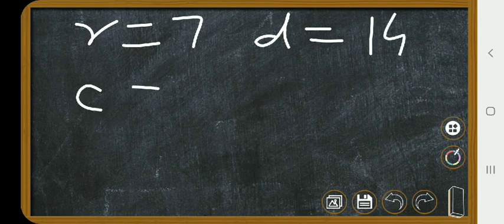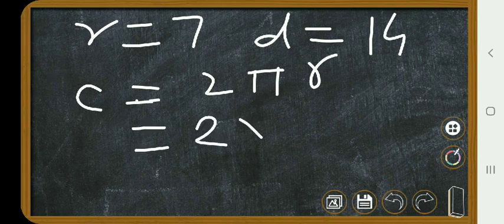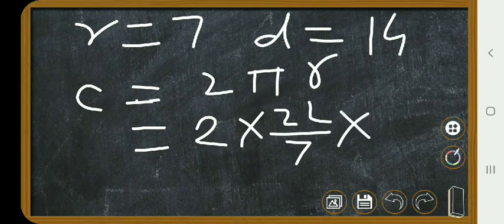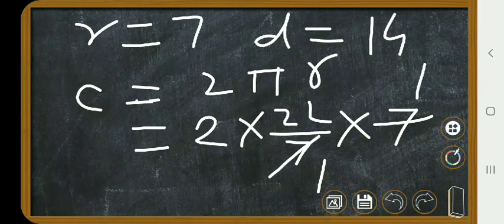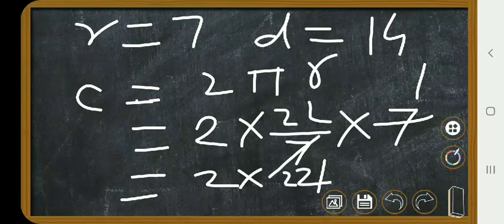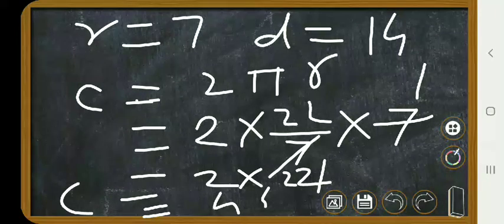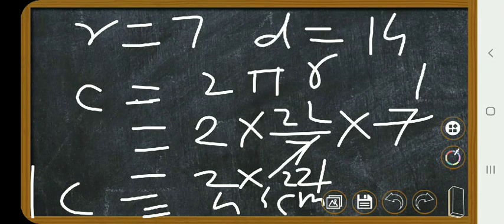Now to find the circumference, we know the formula 2 pi r. 2 will write as it is, pi is given 22 upon 7, and r is 7. So 7 ones are 7, 7 ones are 7. What is remaining? 2 multiplied by 22. Then the answer is 44. Circumference is 44 centimeter. Okay, once again I'll solve one for you, then you can easily solve.